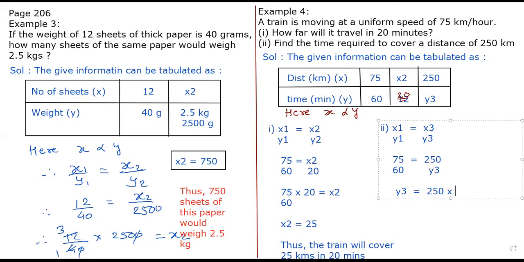Y3 is 250 into 60 upon 75. See what I am doing, I am doing it in an easier way. 25 3s are 75, 25 10s are 250, so 3 into 60 is 180, 20 more is 200. Yes or no? It becomes easy. Y3 just becomes 200. Yes, sir.